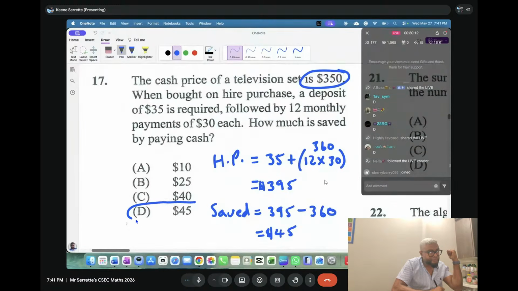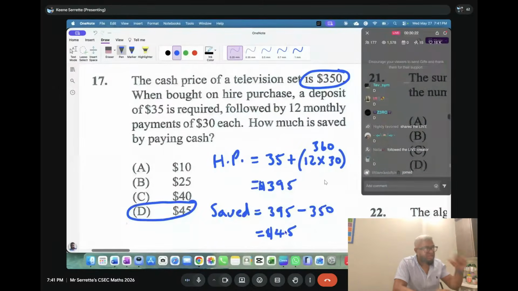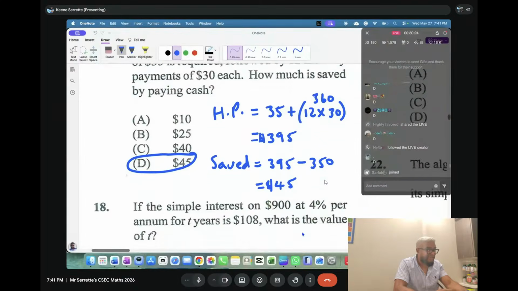Where did I get 350 from? That's our cash price, 350. That's our repeat, right? That comes every single year.